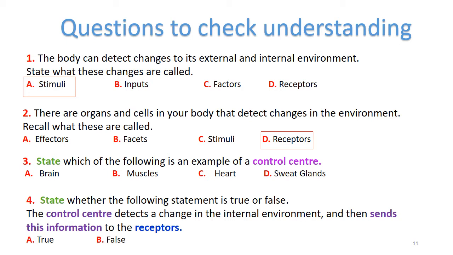Question 3. State which of the following is an example of a control centre. Is it A, B, C or D? The answer is A, the brain.